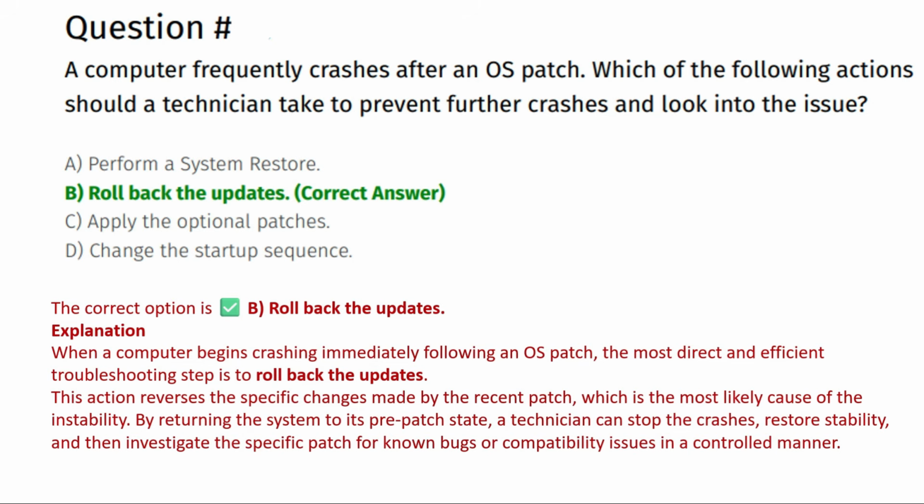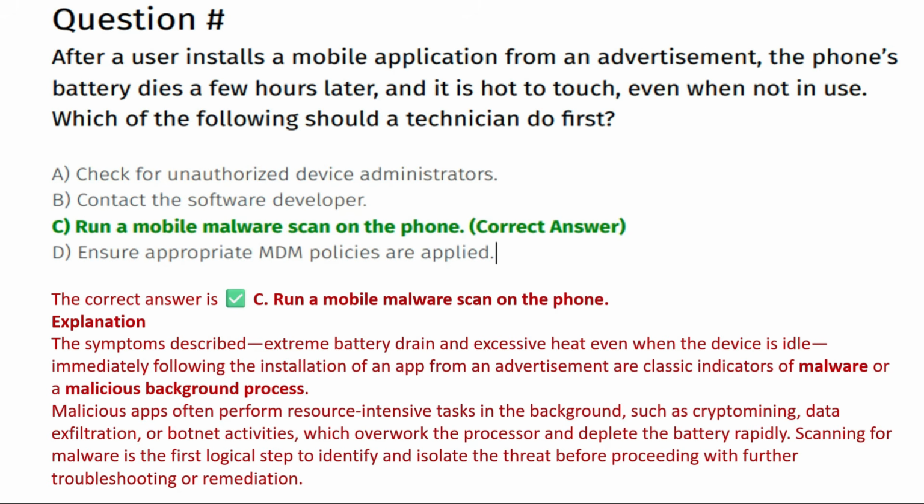So that's why the correct answer for this question is option B, roll back the updates. So let's move to the next question. The next question is, after a user installs a mobile application from an advertisement, the phone's battery dies a few hours later and it is hot to touch even when not in use. So which of the following should a technician do first?